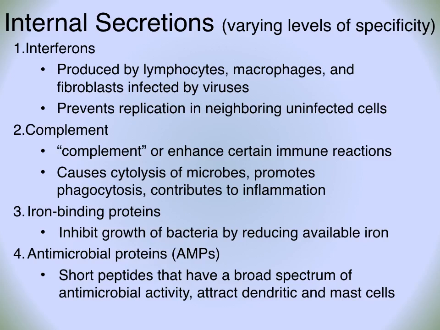The last of the internal secretions that we look at are what we refer to as the antimicrobial proteins. The antimicrobial proteins are short peptide and small molecular weight proteins that have a broad spectrum antimicrobial activity. They can act as a chemoattractant signal to dendritic and mast cells. They can stimulate additional immune responses. What a lot of the antimicrobial proteins are going to do is attempt to destroy, put quotes around that, the cell membrane and cell wall that we see within the bacterial components of infection.